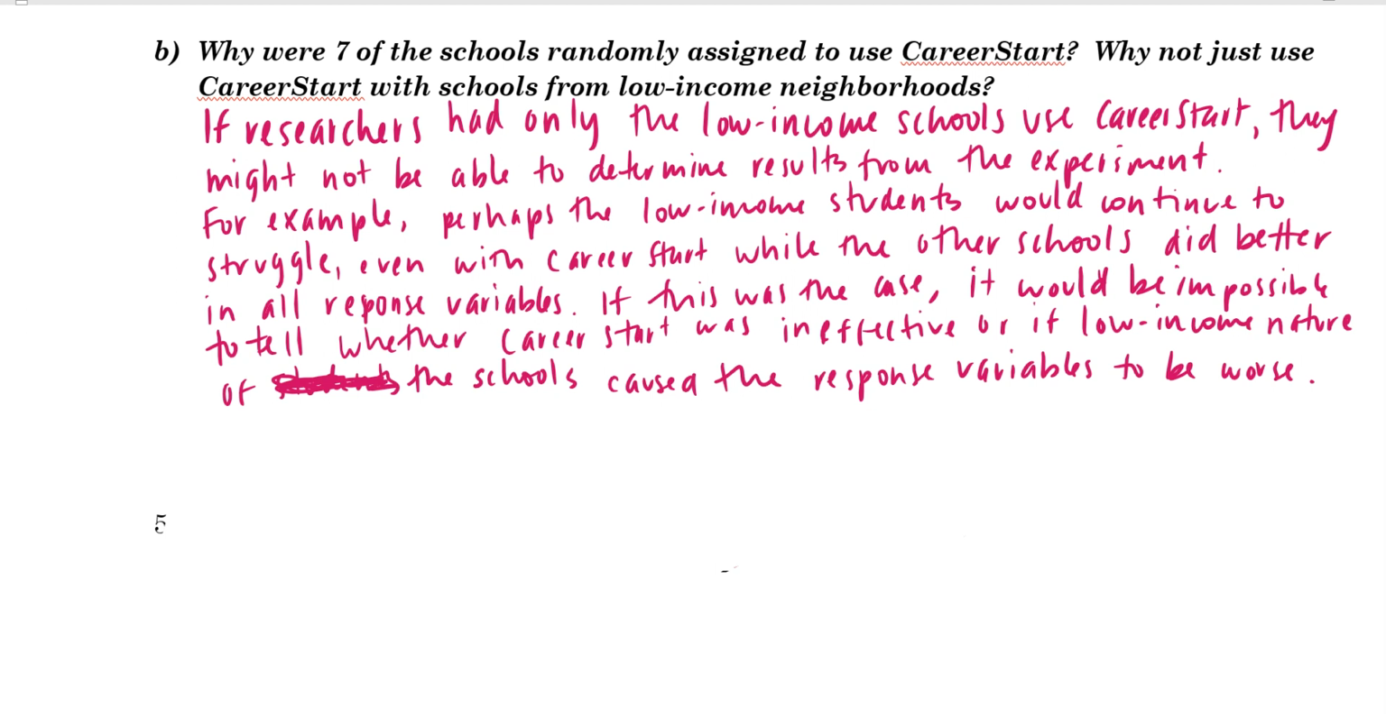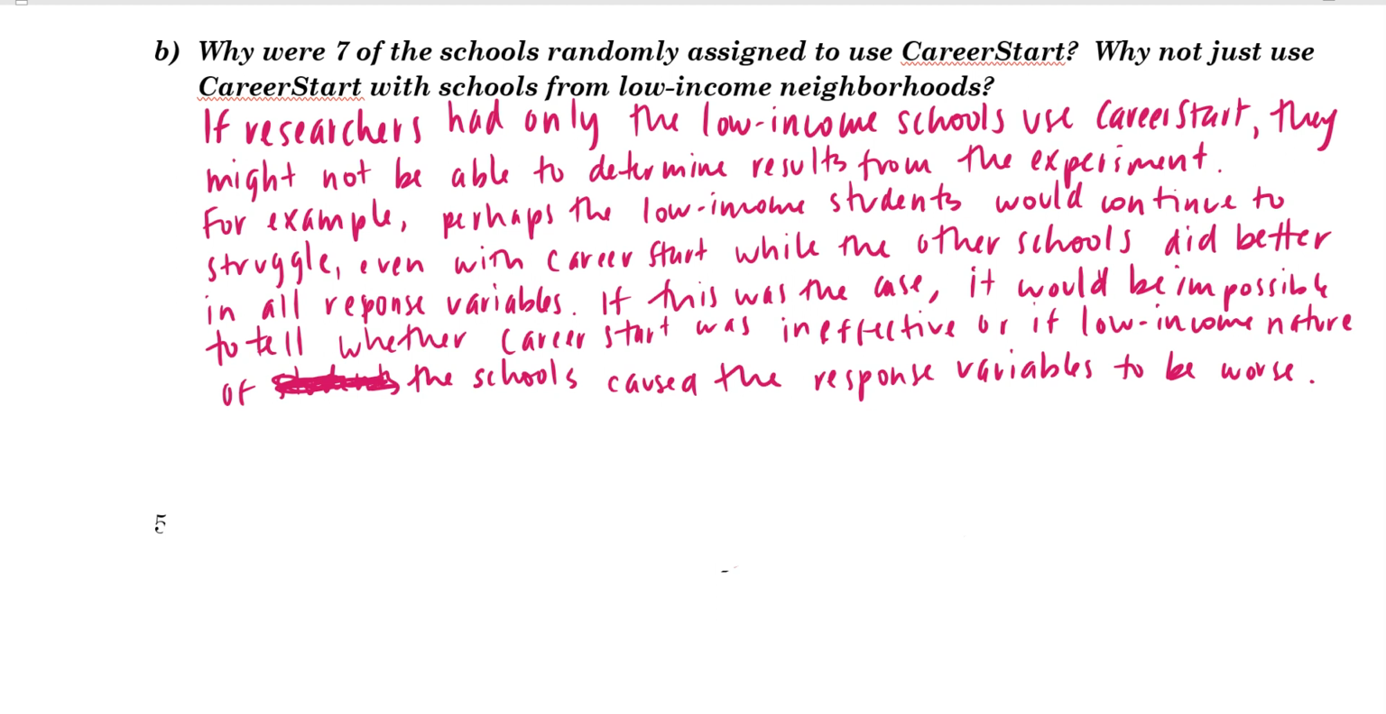What I should be looking at is low-income schools with Career Start and low-income schools without Career Start. And if there's a clear difference in those two groups, then I can conclude Career Start works. Whereas if I just look at Career Start with the low-income schools and no treatment with the high-income schools, then I might assume Career Start doesn't work because the low-income schools are still not matching the high-income schools, when in reality, maybe that just isn't going to happen anyway, just because of the low-income nature of the schools versus the high-income nature of the schools. So hopefully that kind of makes sense.